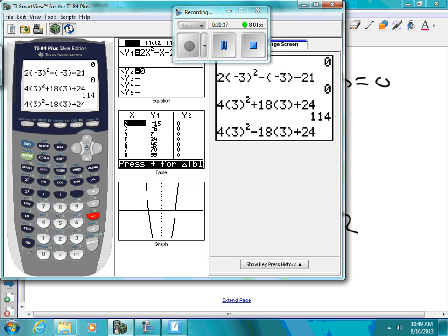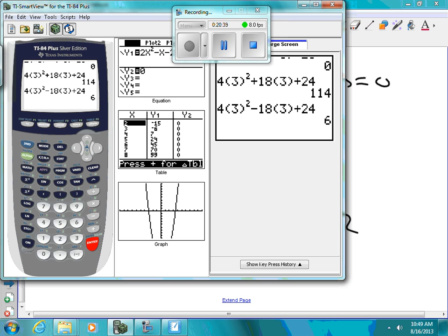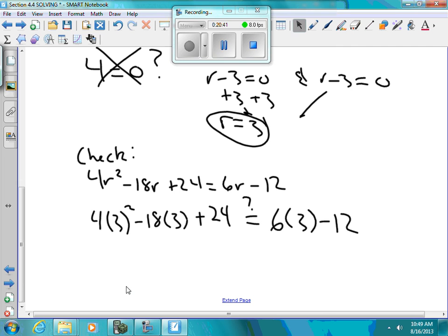So minus 18, let's try that again. That looks to be a little bit better. We get 6. And we need a calculator for this one. 6 times 3 is 18. 18 minus 12 is 6. But we get the same thing on both sides. It checks. That means 3 is our only solution.